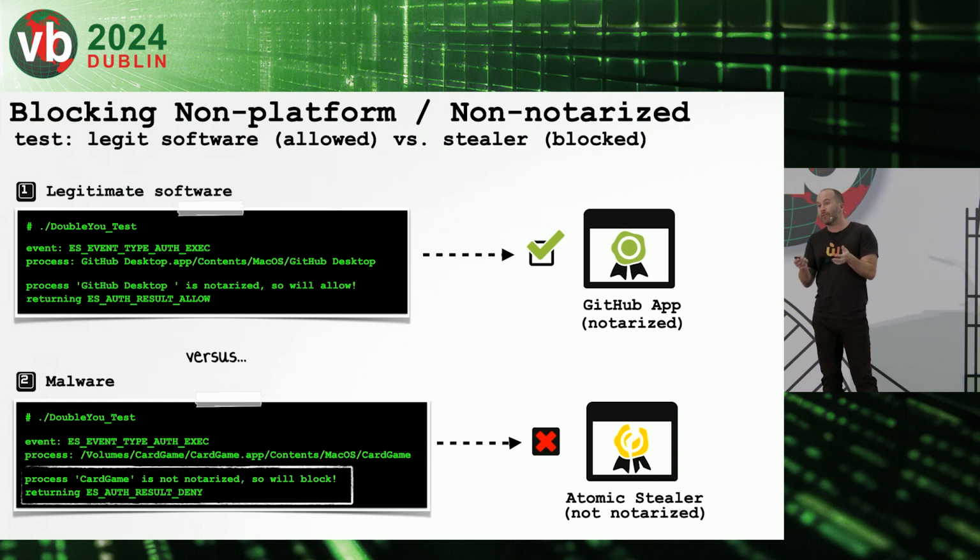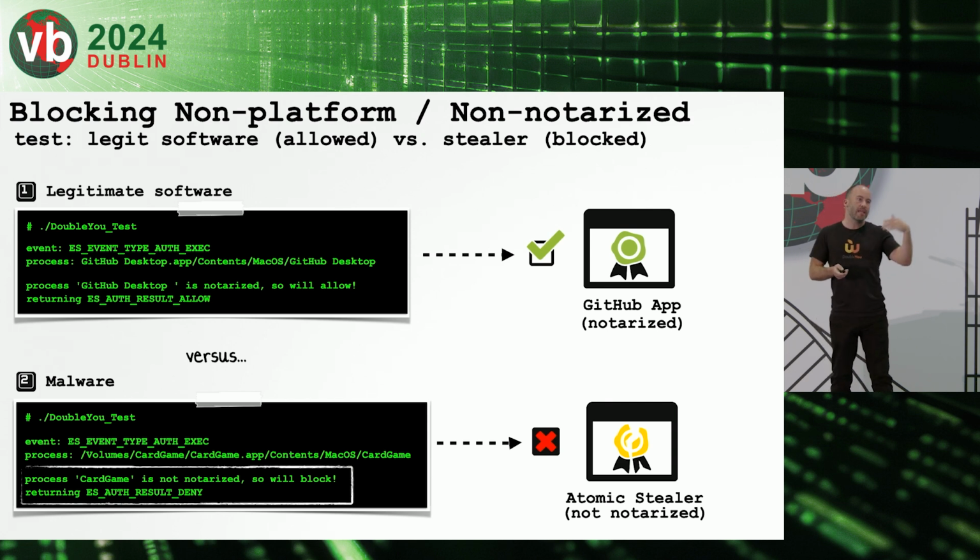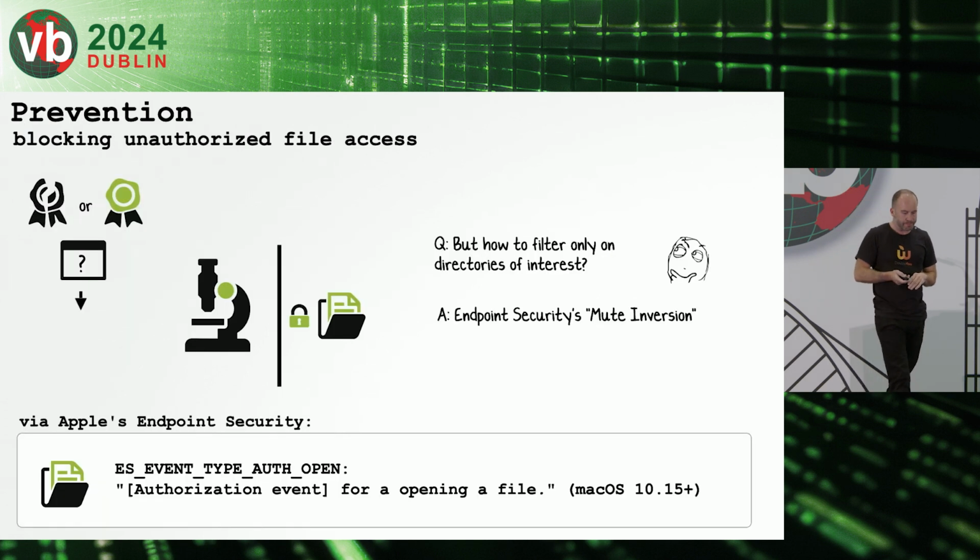Now, this is a very powerful heuristic that you can extend as well. The fact that now you are getting an authorization request from the operating system anytime a new process is about to start means you could do way more things than just check if it's notarized or not, right? You could run Yara signatures. You could see all sorts of things. But for now, we're just focusing on notarization.